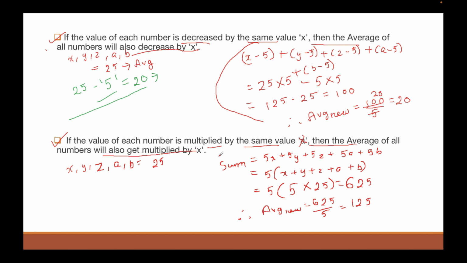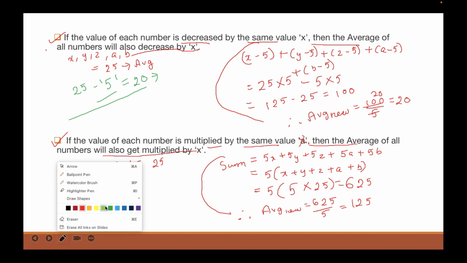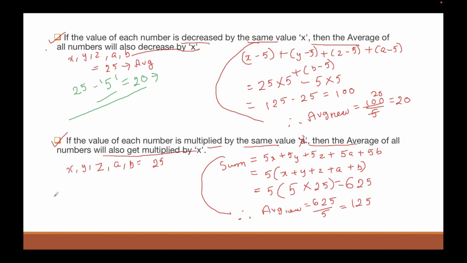Now instead of doing all these things, we can simply write it here: 25, that is the previous average, into the number by which each number was getting multiplied, that is 5 only. So 25 into 5 equal to what? Equal to 125. This would be our new average.